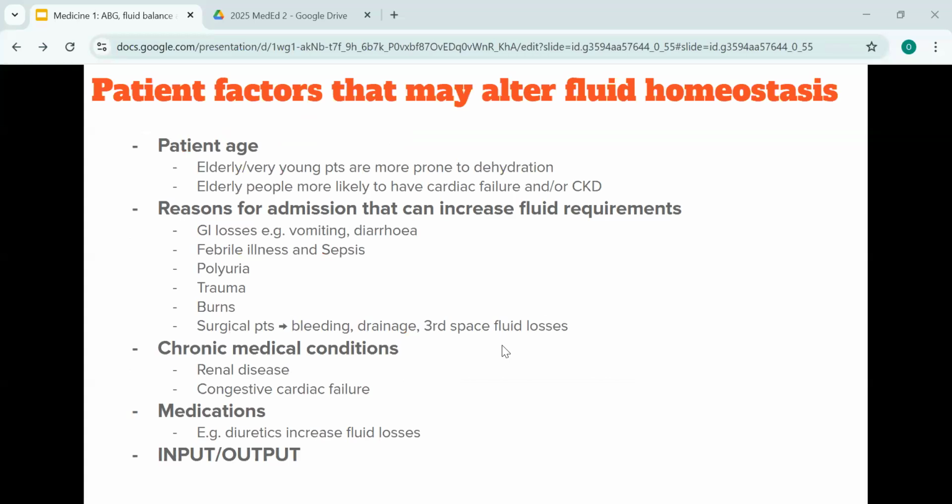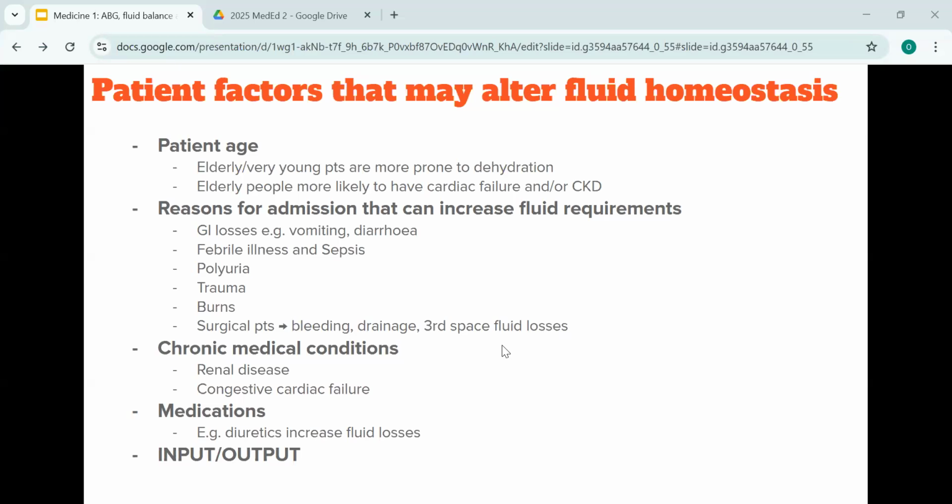Moving on to patient factors that may alter fluid homeostasis. So these are the sort of people you're expecting to come up in vignettes that may have an issue with their fluid homeostasis. So either very elderly or very young patients are more prone to dehydration, and elderly patients with lots of chronic conditions are more likely to be in fluid overload. If a patient's in hospital, they're probably there for a reason which alters fluid homeostasis, since it's so crucial to just general physiology as a whole. Someone with lots of comorbidities is also more likely to have issues with their fluid balance, and anyone on lots of different medications, especially diuretics.